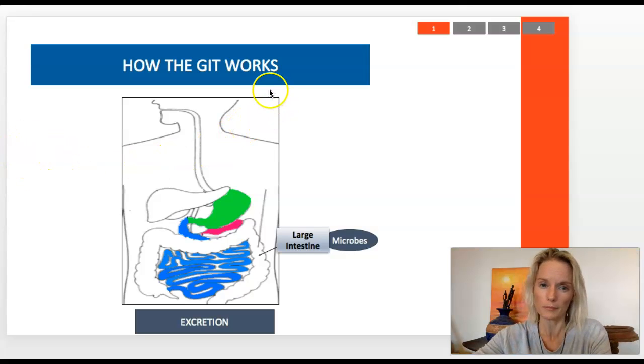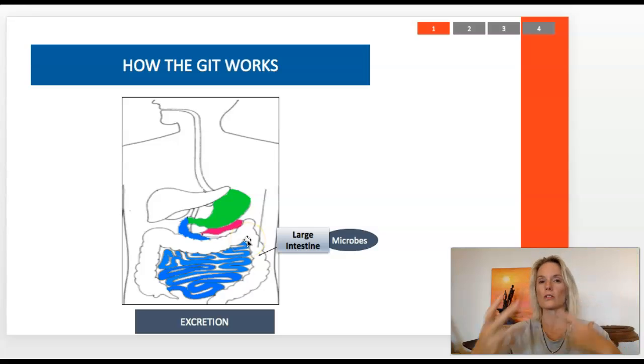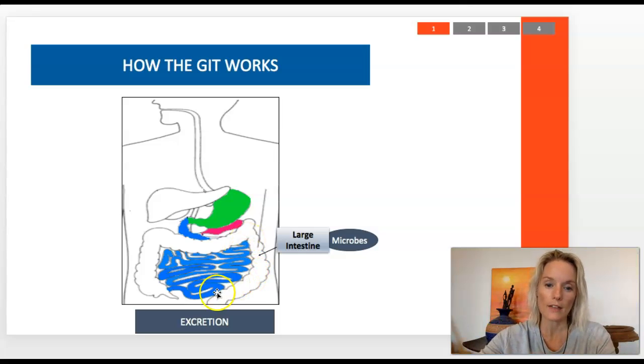Now, how the gastrointestinal tract works in regards to excretion. Once you've absorbed everything as best as you can, the waste will go into the colon. It'll move through the colon. Microbes will feed onto that waste, and then you'll excrete that waste.